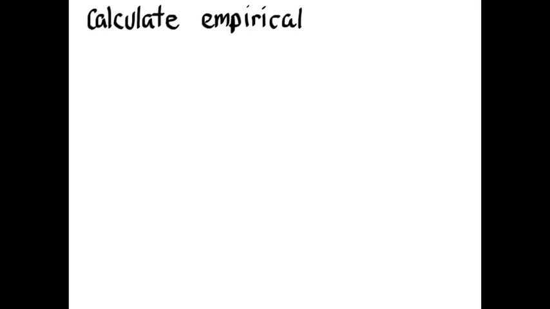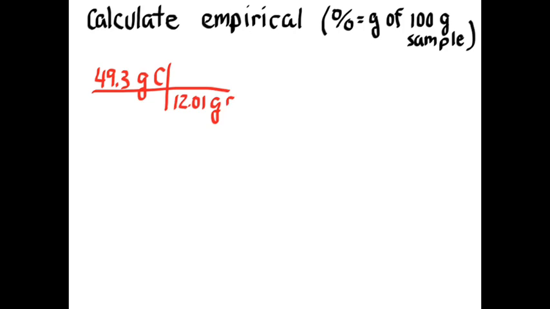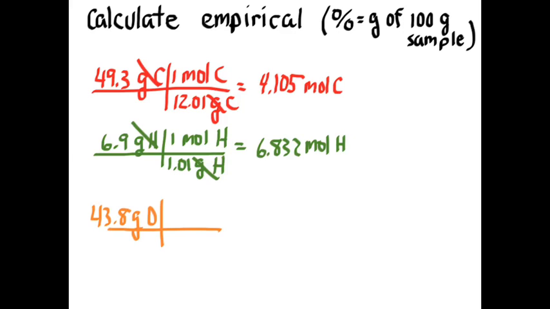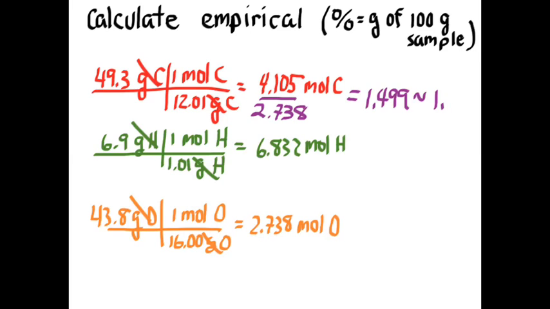First, calculate the empirical formula. Remembering that percent equals grams out of a 100 gram sample. Figure out the number of moles of carbon. Figure out the number of moles of hydrogen. Remember, you're doing this by dividing by the molar masses found on the periodic table. Figure out the moles of oxygen. Divide by the smallest to get a whole number ratio.